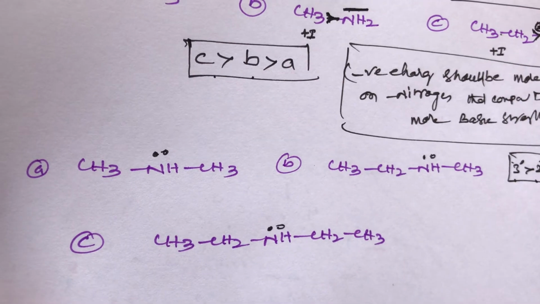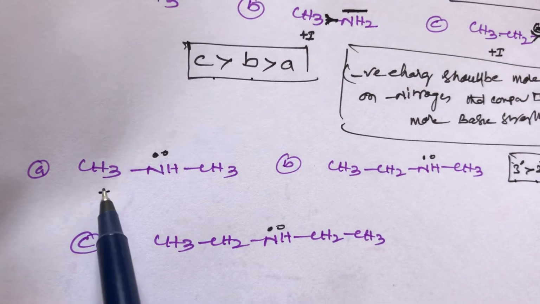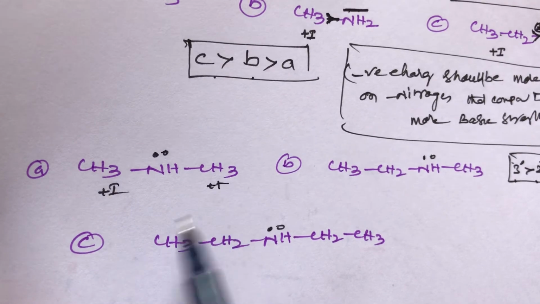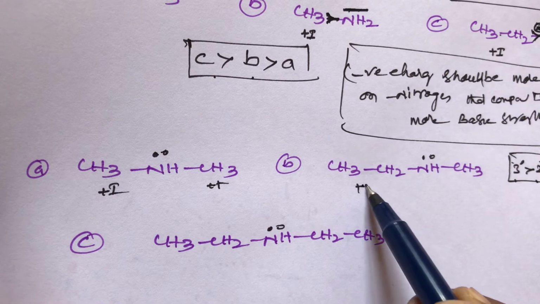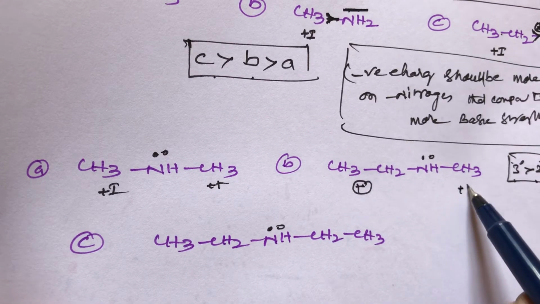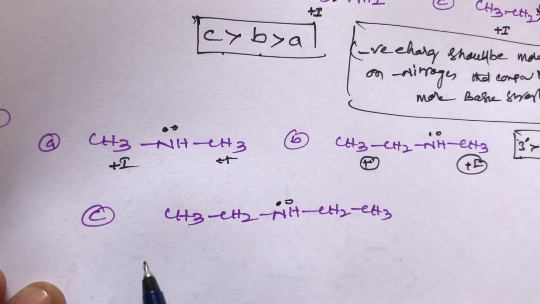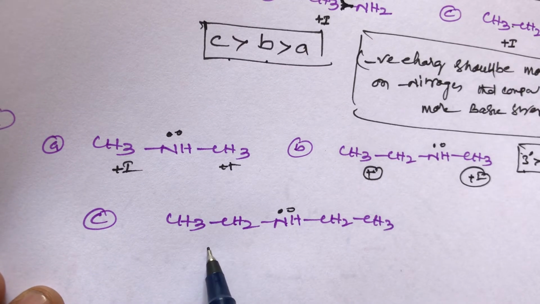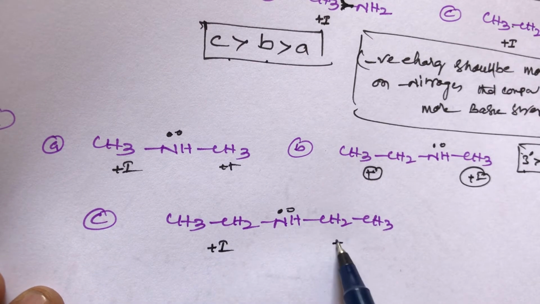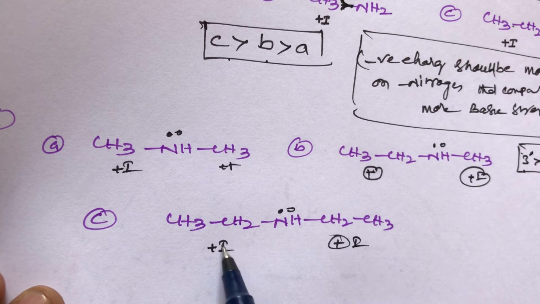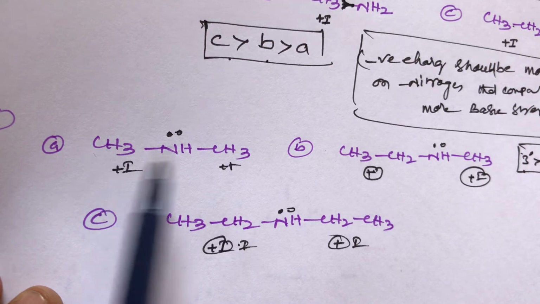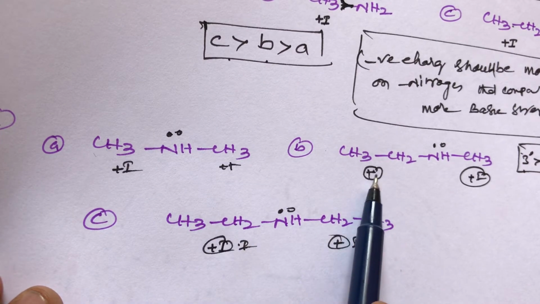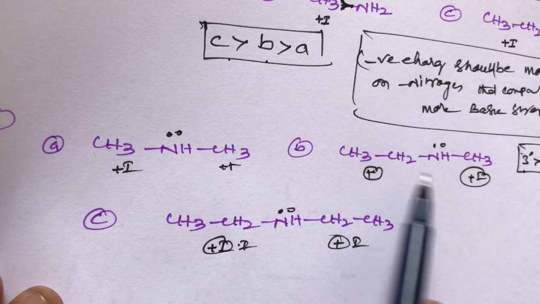More basic strength depends on this nitrogen. The first compound has both plus I groups. The second compound has one ethyl group and one methyl group, and both are plus I groups. And the C compound has both ethyl groups, which are plus I groups. So the first compound has two equal methyl groups, and the second compound has one methyl and one ethyl.